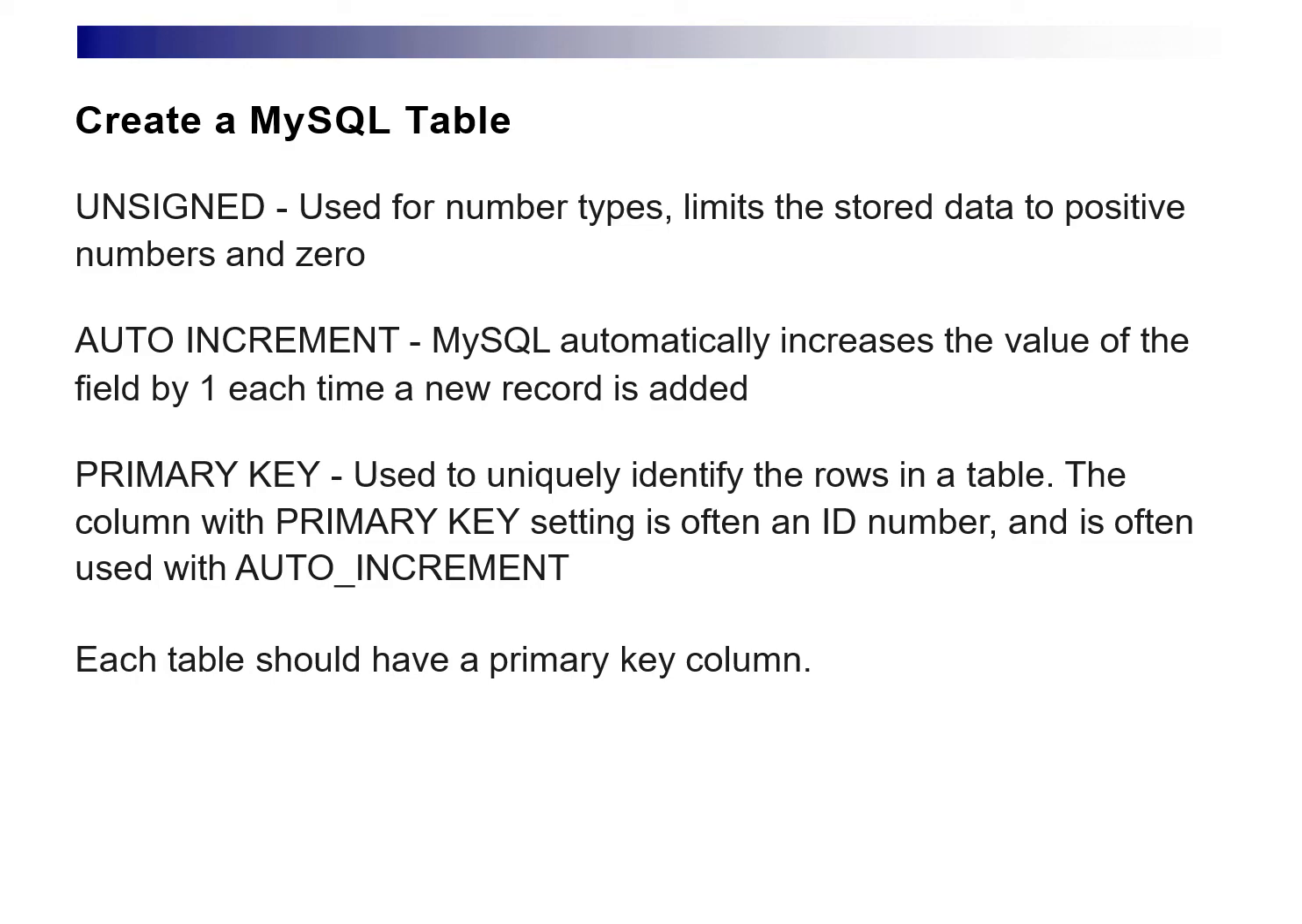Other optional attributes you can specify for each column are unsigned, used for number types, limits the stored data to positive numbers and zero. Auto increment: MySQL automatically increases the value of the field by 1 each time a new record is added. Primary key, used to identify the rows in a table. The column with the primary key setting is offered an ID number and is often used with auto increment. Each table should have a primary key column.